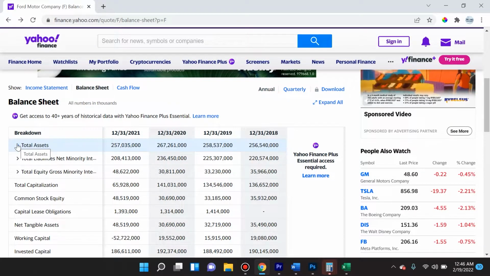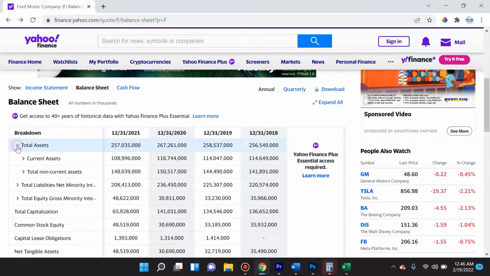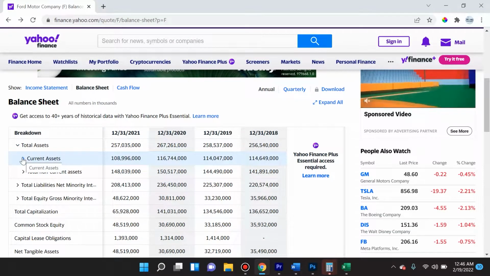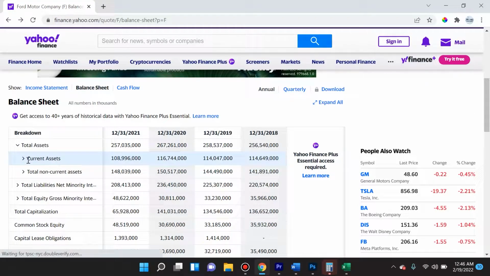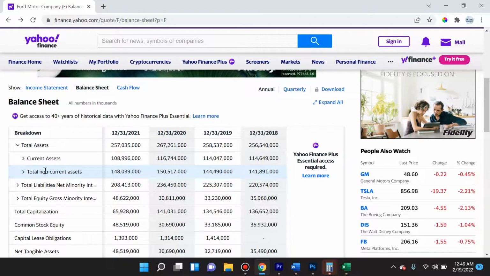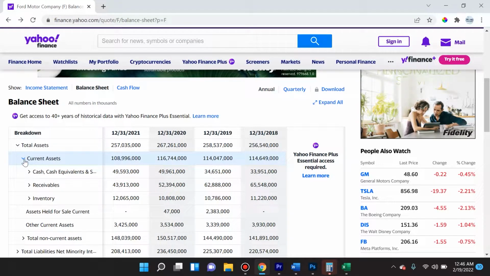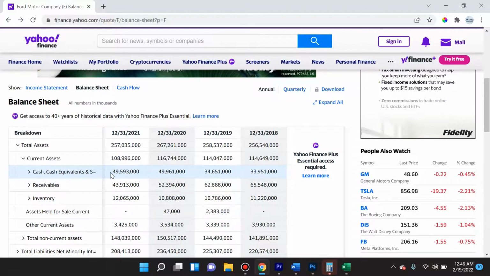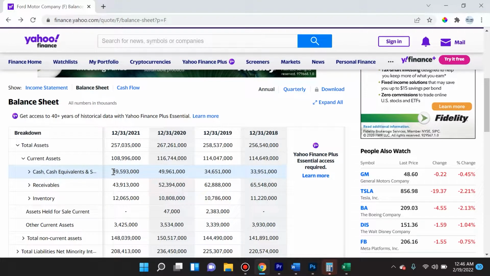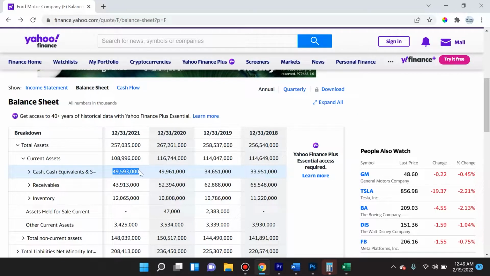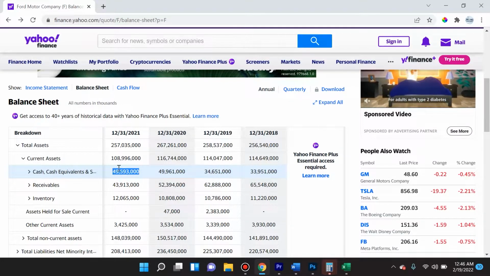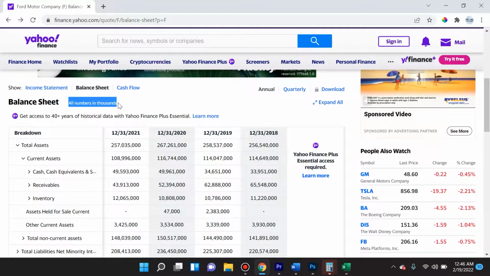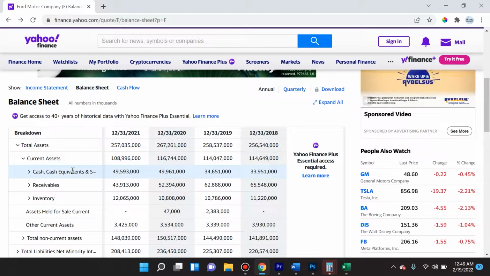What we see here under balance sheet is total assets. You can always click this drop down menu, and you will typically see total assets broken down into two categories: current assets and total non-current assets. For the purpose of this video, we're going to cover current assets. So if we click the drop down menu, we see that Ford's cash equivalent and short-term investments total $49,593 million. Now I know what you're thinking, this says 49 million. It does, but actually all the numbers are in thousands. So always bear that in mind. You have to look at the fine print.